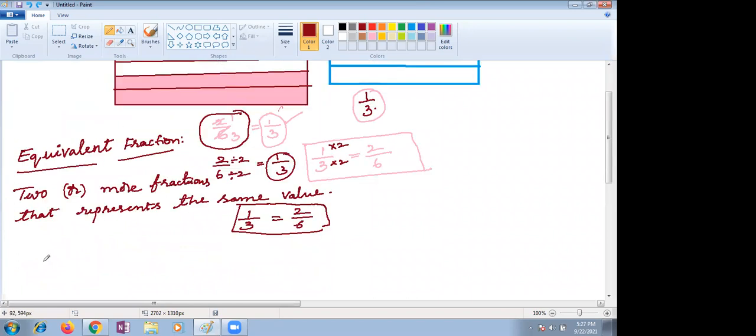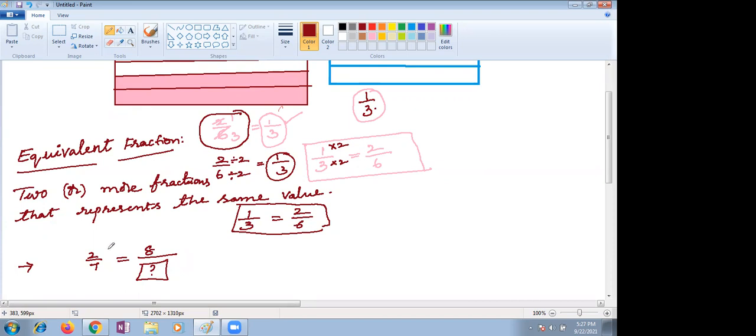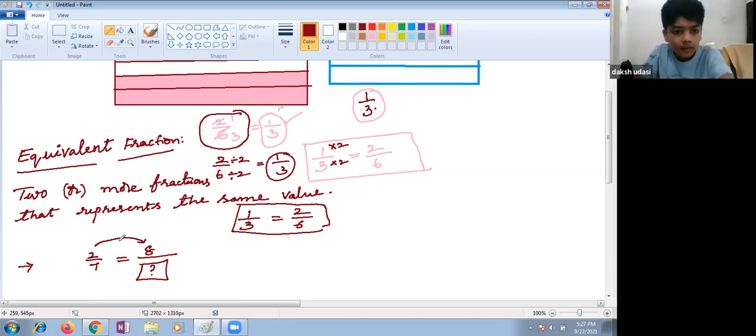Equivalent fractions in our textbook: how they ask the questions is, you just say 2 by 7 is equivalent to 8 divided by, we don't know this denominator. You need to find out this denominator. We know how you get equivalent fractions. Here you see the numerator, Nana. Is the numerator reduced or raised? Please don't write first. Listen, Nana. I will give time to you, children.